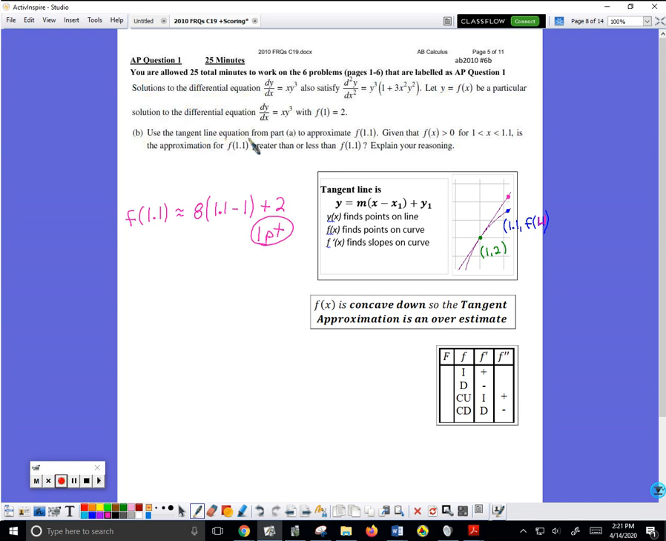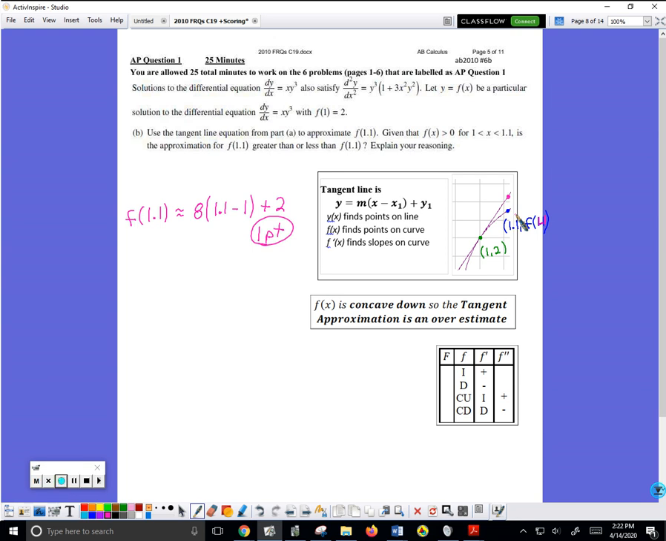So I've done that. Use the tangent line equation for part A to approximate f of 1.1. I did that. Given that f of x is greater than 0, so f is positive from 1 to 1.1, is the approximation for f of 1.1 greater or less than the actual value? In the picture, our approximation is definitely greater than the actual value. And that's because f in the picture is concave down. If f were concave up, the opposite would be true.